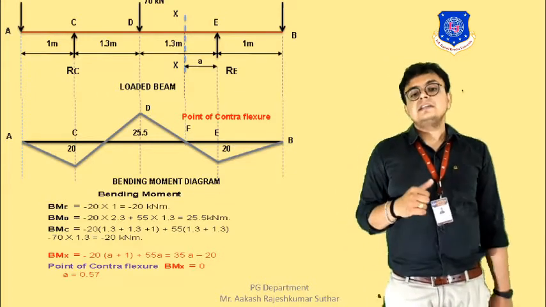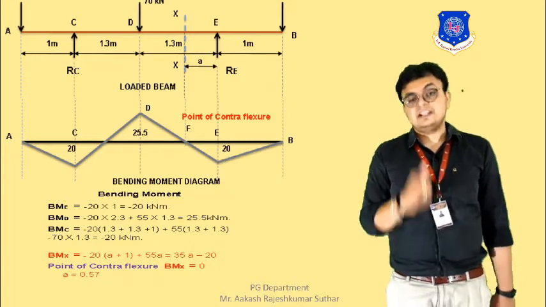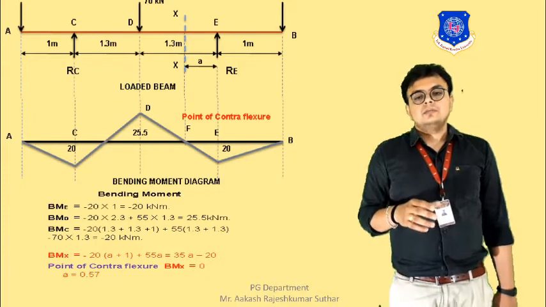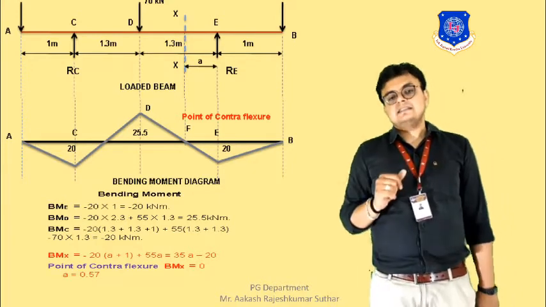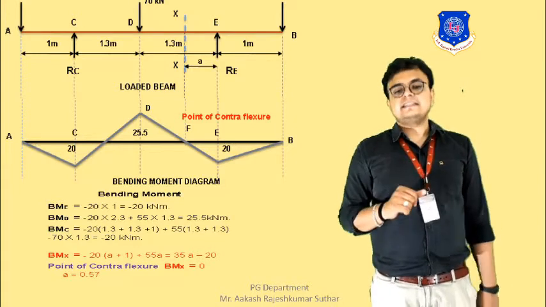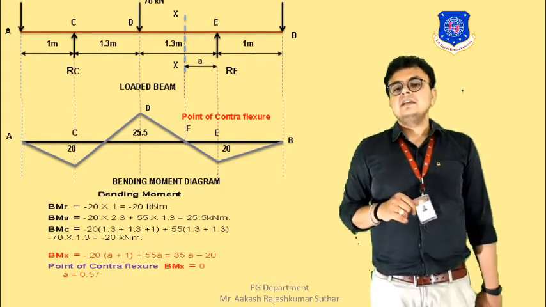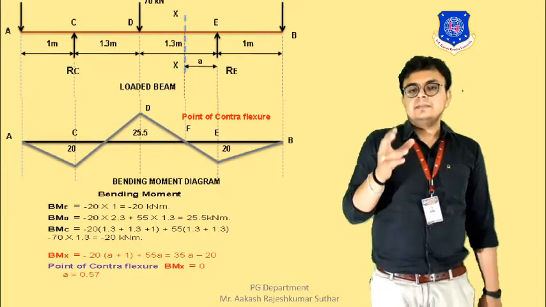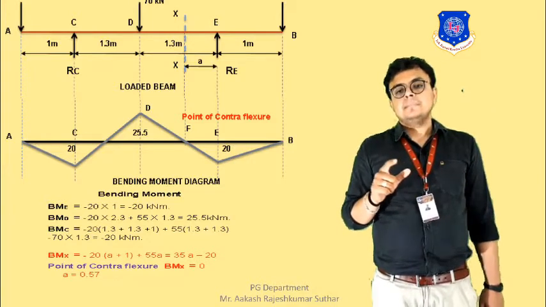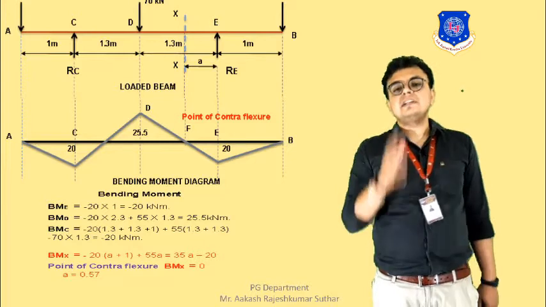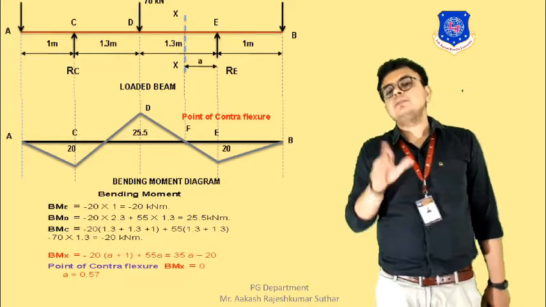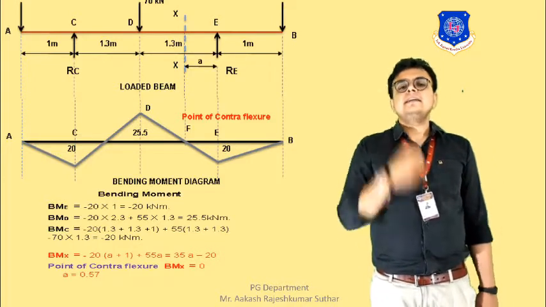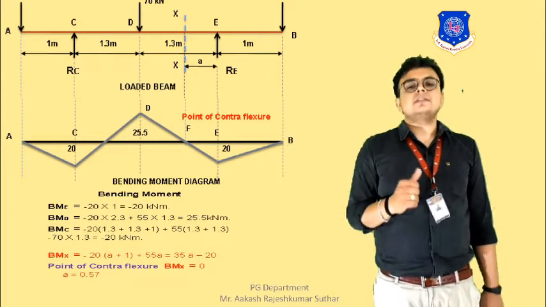Now you can see that there is a point of contraflexion. We are designating it as x. So basically, we want to find what that distance is. It is in span DE, and we are considering it at a distance a from point E in the span DE. So we need to find the distance, the a value.